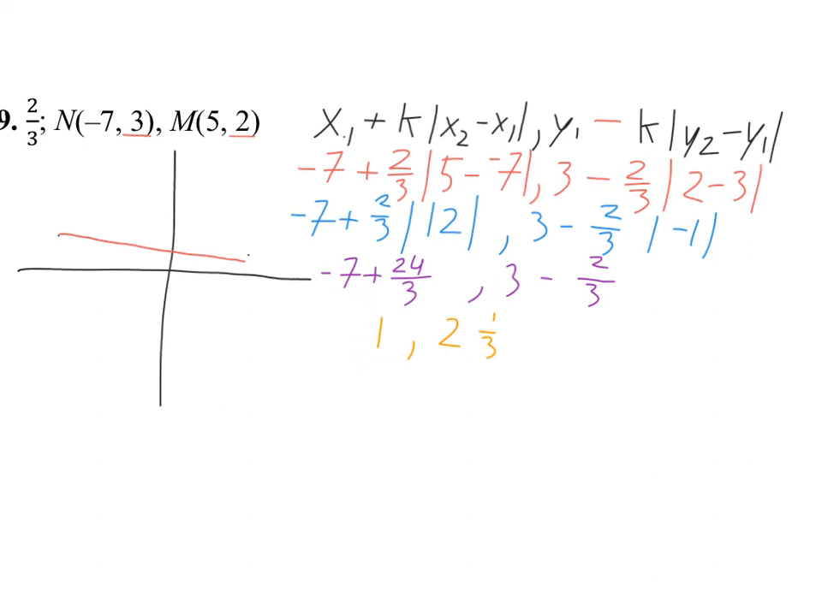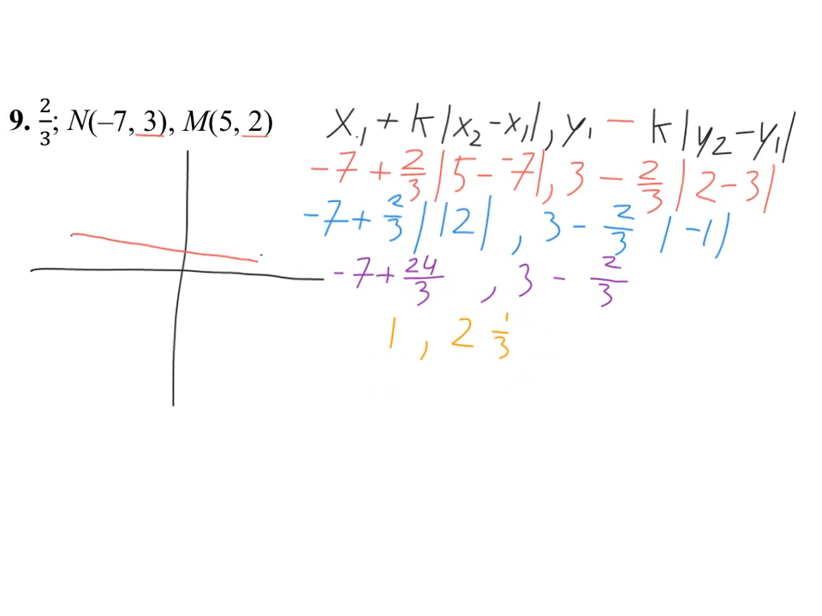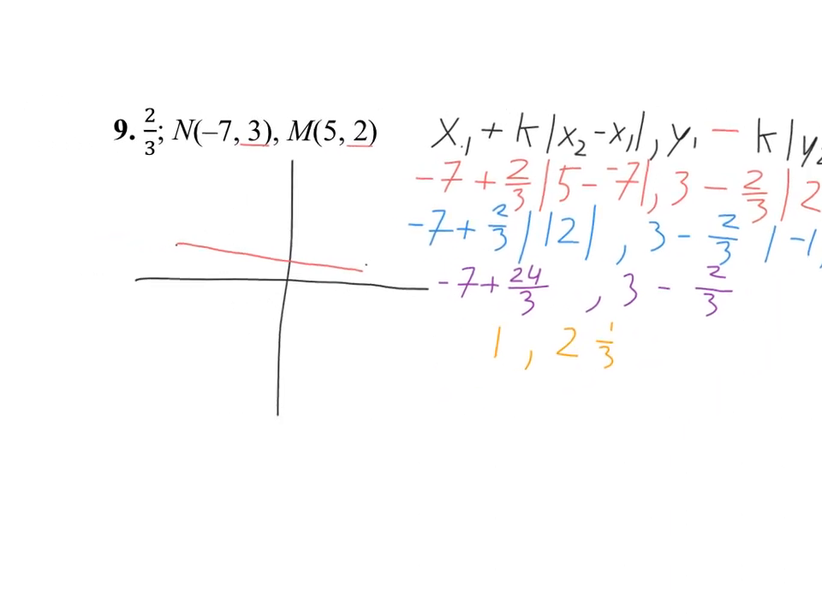And then from blue we have the absolute value of negative 1. Absolute value of negative 1 is 1. 1 times 2/3 is just 2/3. So in purple, 3 minus 2/3 gives us 2 1/3, such that the point (1, 2 1/3) is 2/3 the distance between N and M.